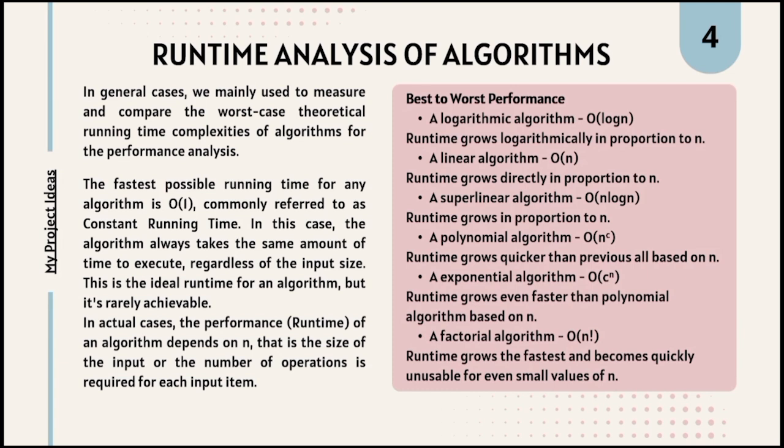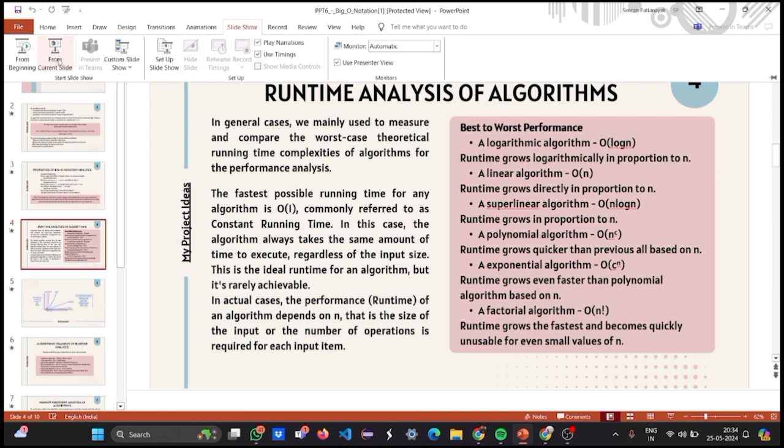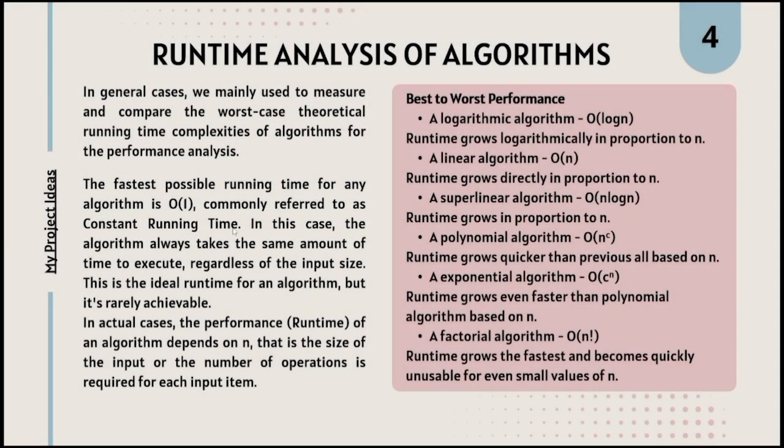In this case, where the time complexity is big O of 1, the algorithm always takes the same amount of time to execute regardless of the input size. So if you take an array of size 10 and an array of size 100, the time complexities will be the same. But this is rarely achievable, because if you achieve it, you have made the best algorithm. In actual cases, an algorithm's running time always depends on n, the size of the input or the number of operations required for each input item.